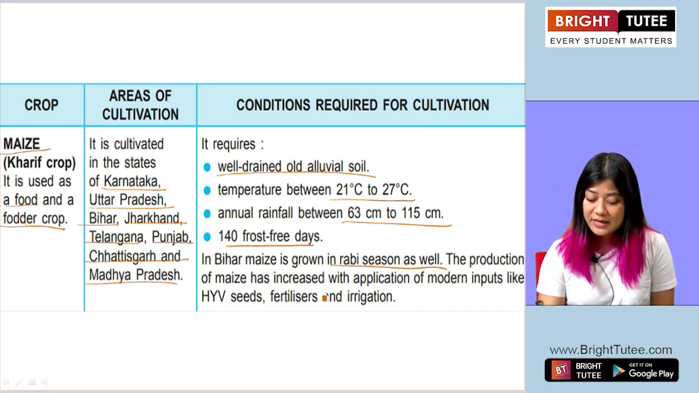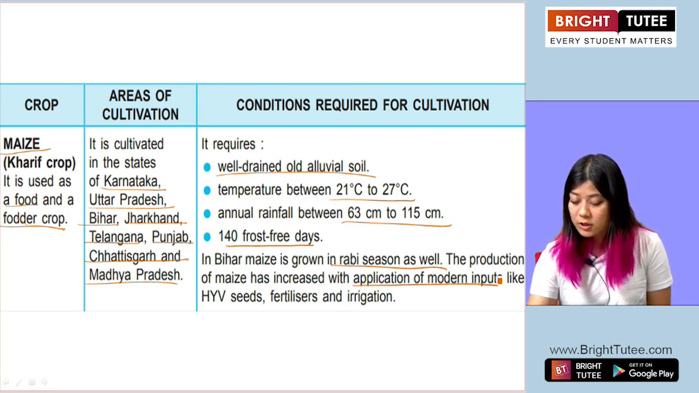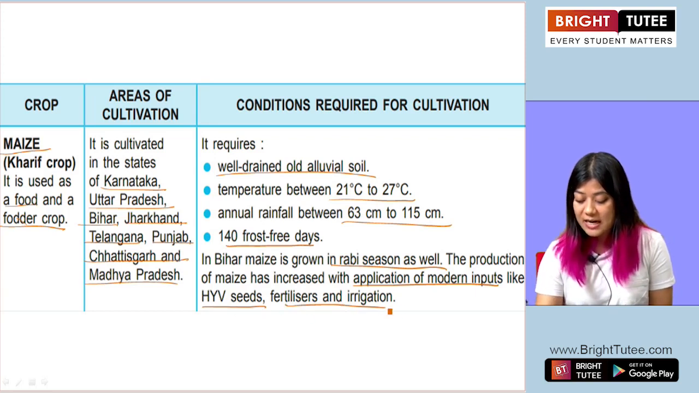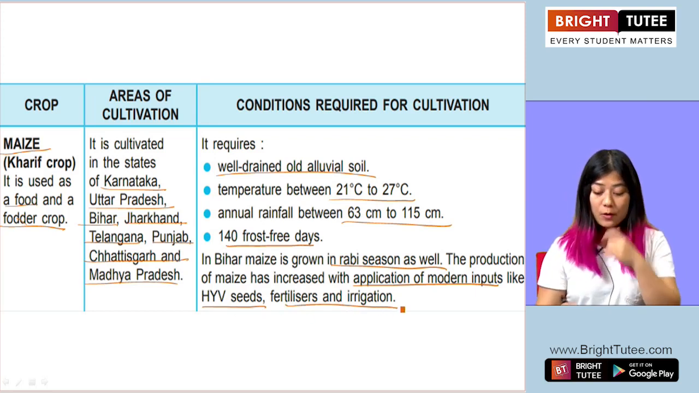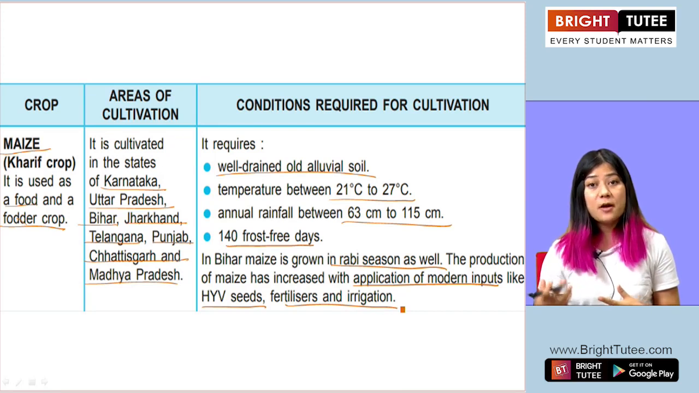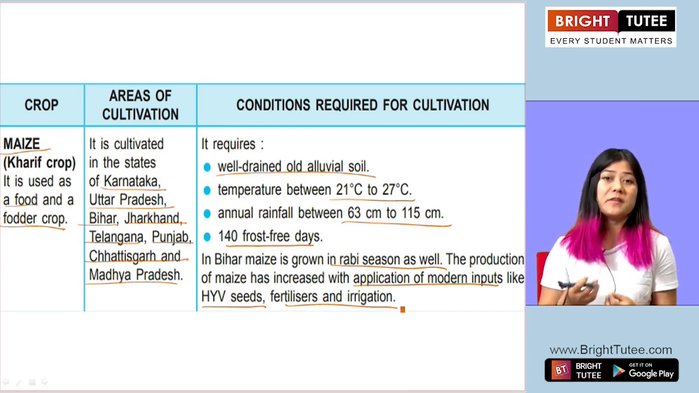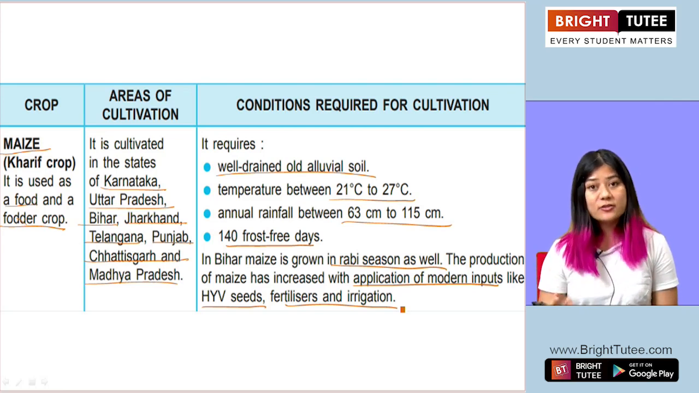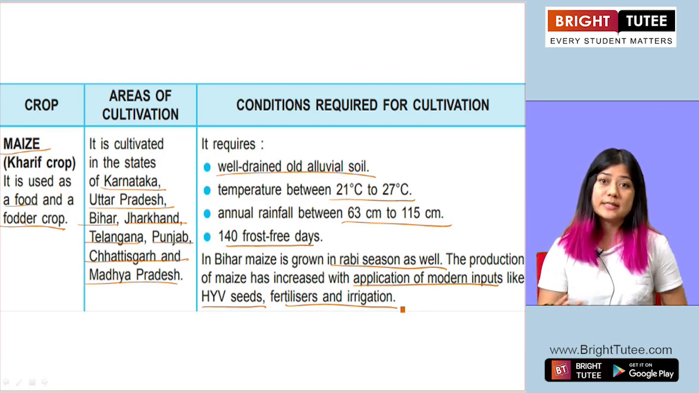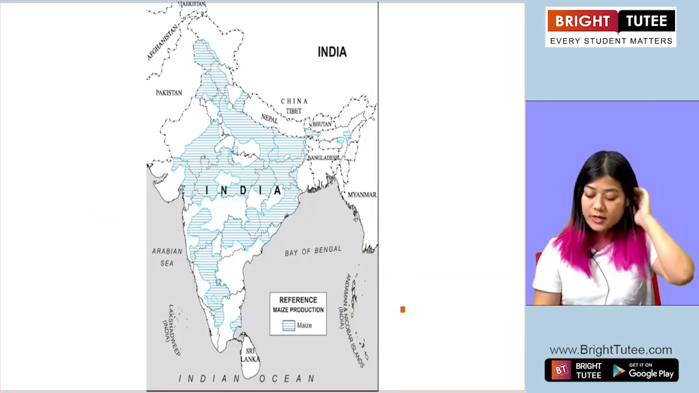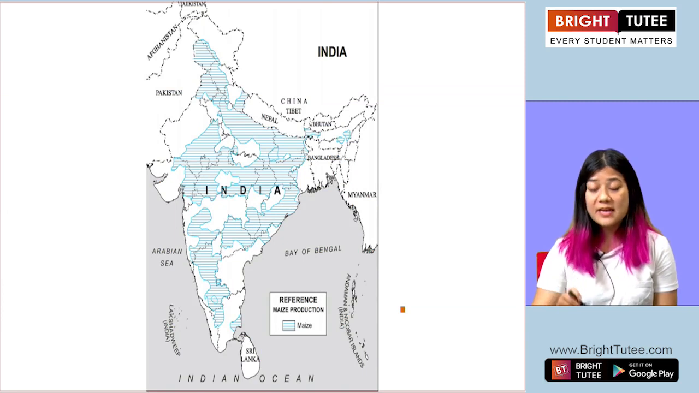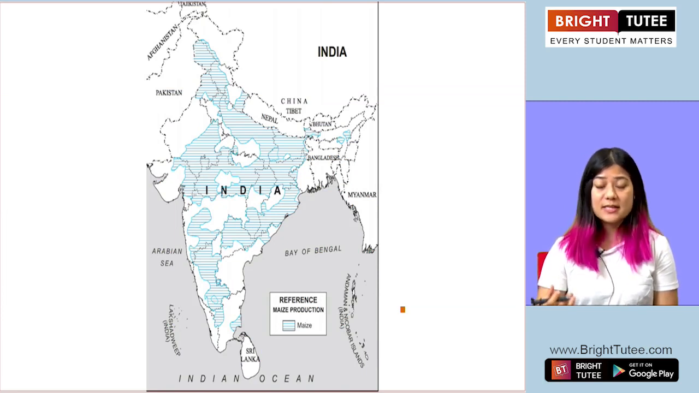The production of maize has increased with the application of modern inputs like HYV seeds, fertilizers and irrigation. So with the new technology, its development and use in the cultivation of maize has led to the increase of its production in recent years. Here again we have the map of India indicating the areas where maize is cultivated.